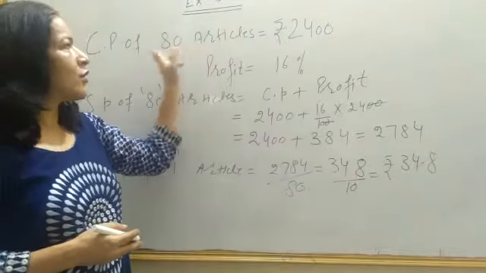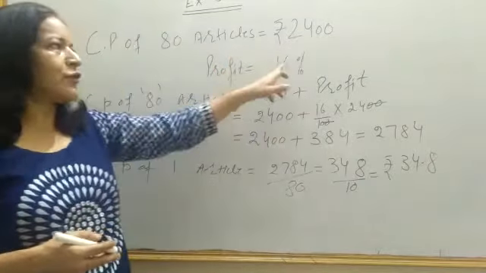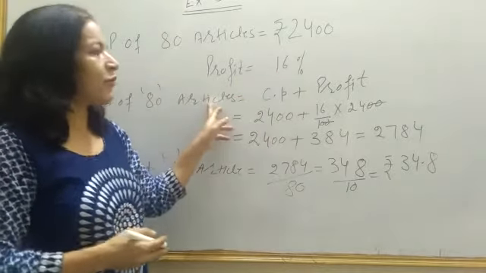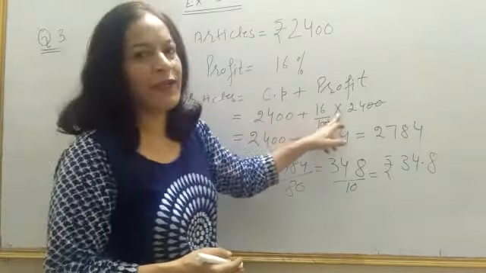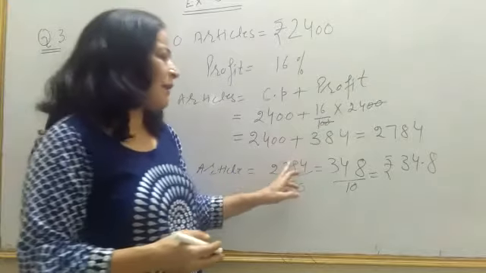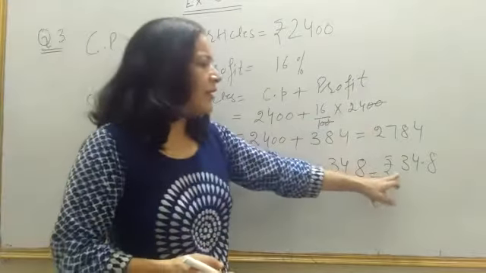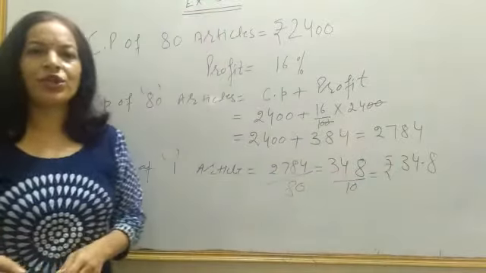So what did you do? You know the cost price of 80 things. The profit is also 16%. From there you find the selling price of 80 things, that is cost price plus profit. When you find the selling price of 80 things, you can easily find the selling price of one thing, that is the selling price of 80 things divided by 80. So easily it is rupees 34.8. Now question number 4.